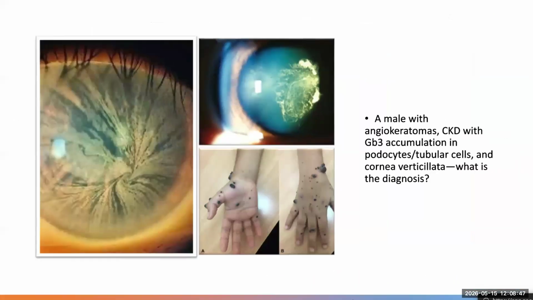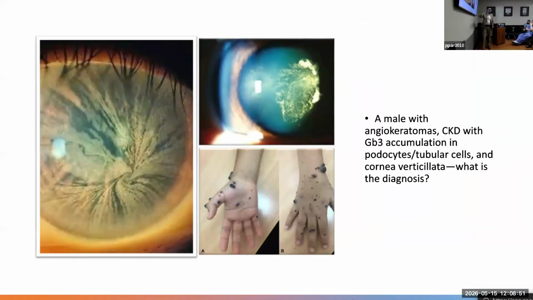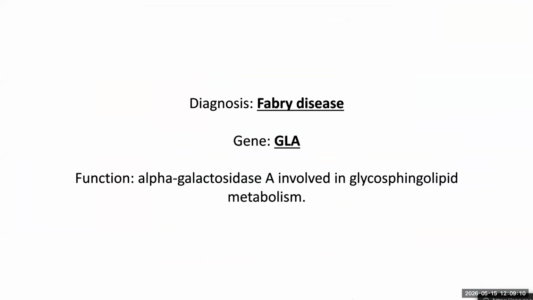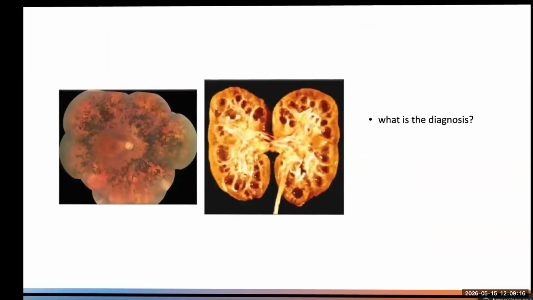Okay. And another thing. I'm seeing this for the first time. I never saw this before, but this is called cornea verticillata, and this is the posterior subcapsular cataract, and this is the angiokeratoma. Any association having all these three things common? Okay. Yeah. So GLA gene, which is involved in glycosphingolipid metabolism.